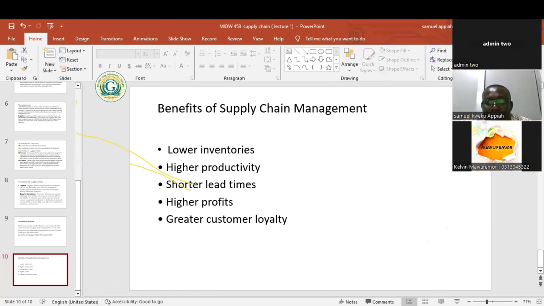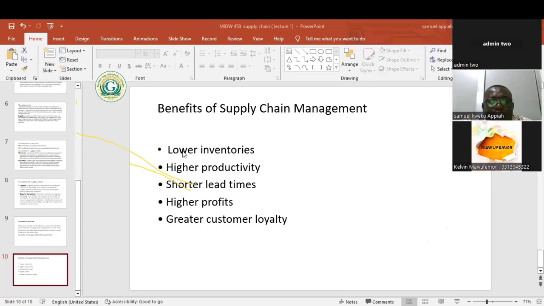Okay, so we bring the curtain down on our lecture for today. Any question, contribution? Please, which first point? The lower inventory.